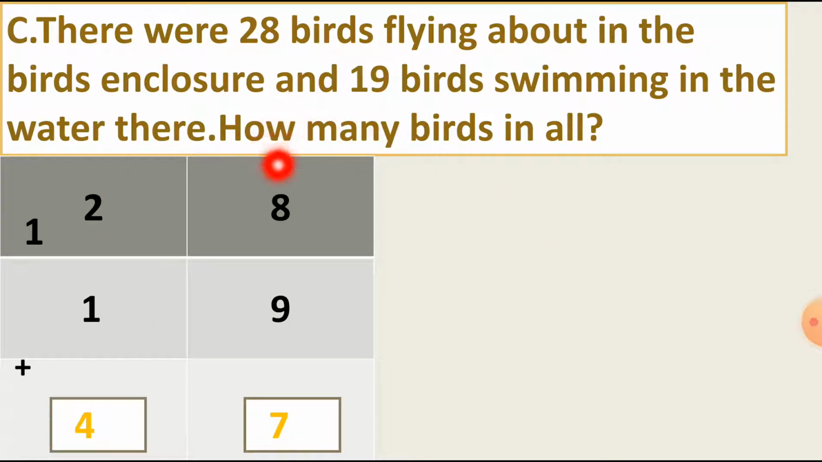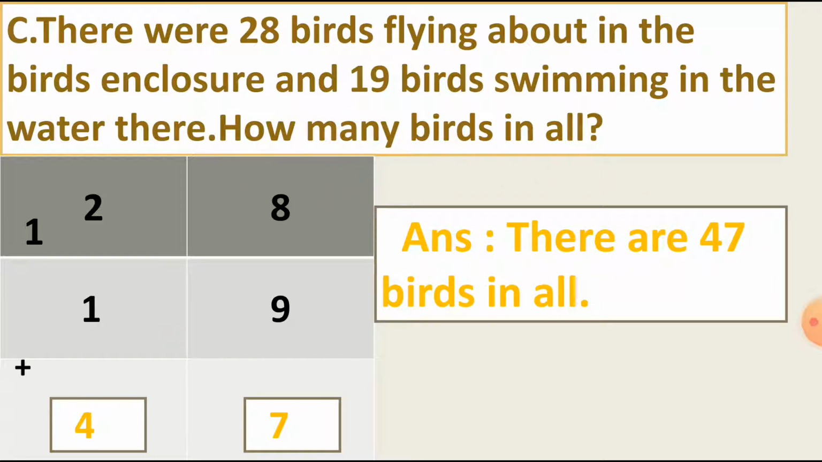So what is the question? How many birds in all? So in the place of how many, we can write down 47. So you can write down 47 birds in all in the sentence format. The answer will come this way, that there are 47 birds in all. This way you also have to write down the answer in this format. You have to write down the question this way. You have to write down the sum this way in the table form, and you have to write down the answer in the sentence form this way.